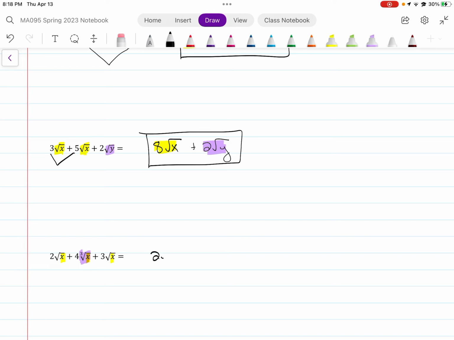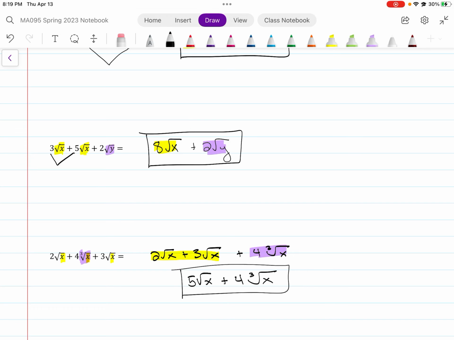So we've got 2 square root of x plus 3 square root of x. Those are the two yellow ones. And then we've got the 4 cube root of x. And that one's all by itself. All right, so now we're going to have 2 plus 3 is 5 square root of x plus 4 cube root of x. And that's the final answer. You cannot combine that anymore.